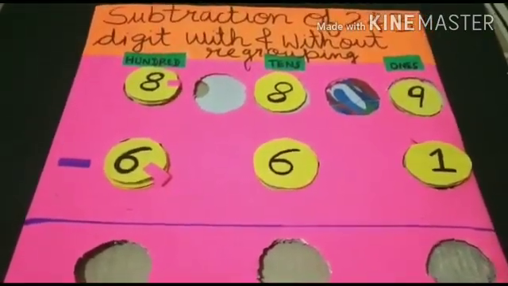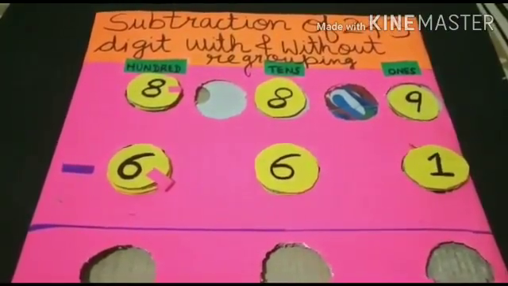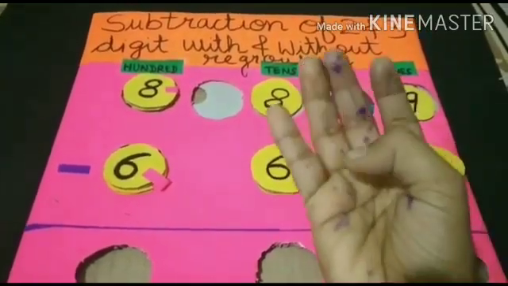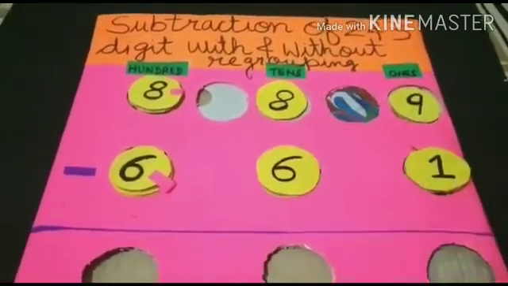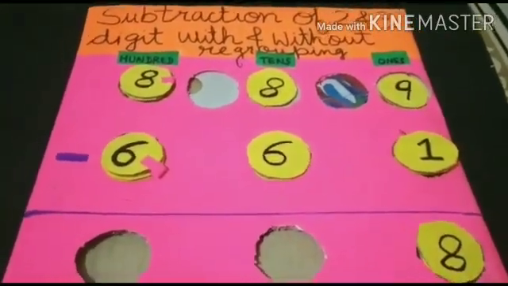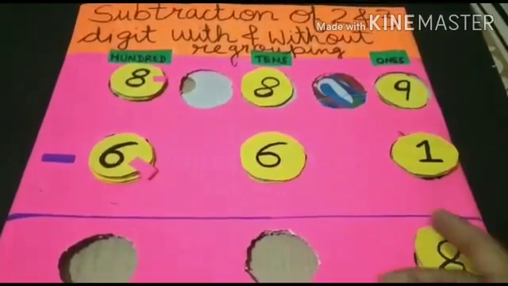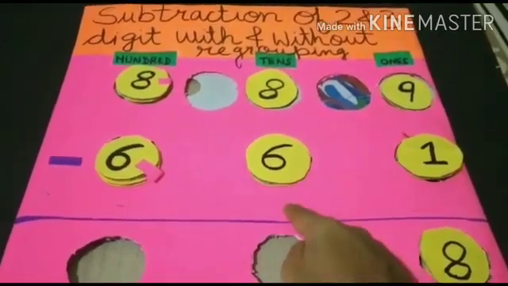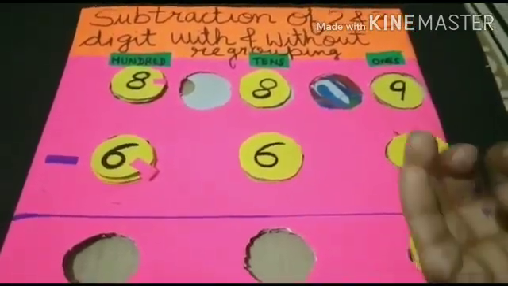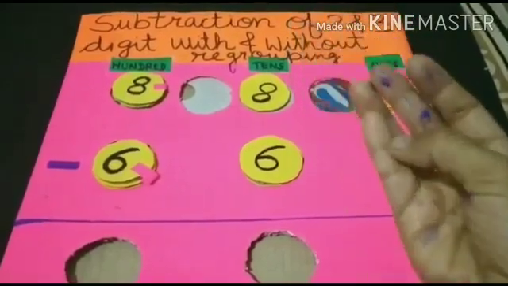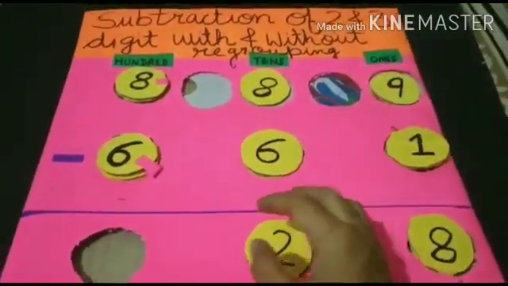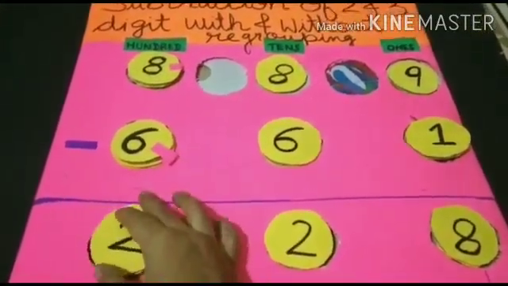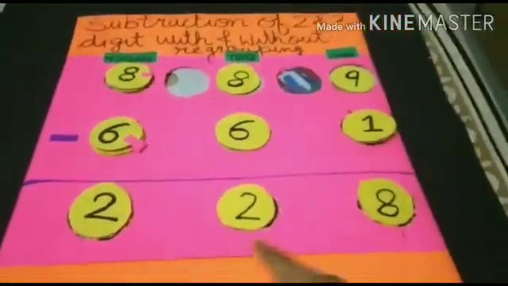From 9 we can easily subtract 1. So from 9 we can deduct 1: 1, 2, 3, 4, 5, 6, 7, 8. So what will be our answer for the ones place? 8. Now 8 tens minus 6 tens. From 8 tens we have to subtract 6 tens. After 6, 7, 8, our answer for the tens place will be 2. Again for the hundreds place we will get 2 after 6, 7, 8. So our difference is 228.